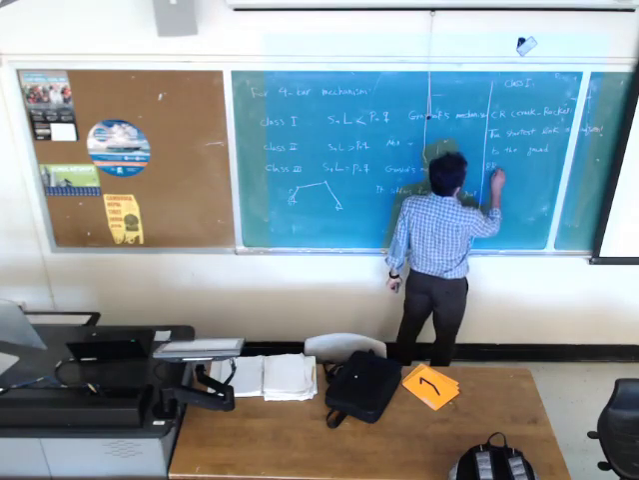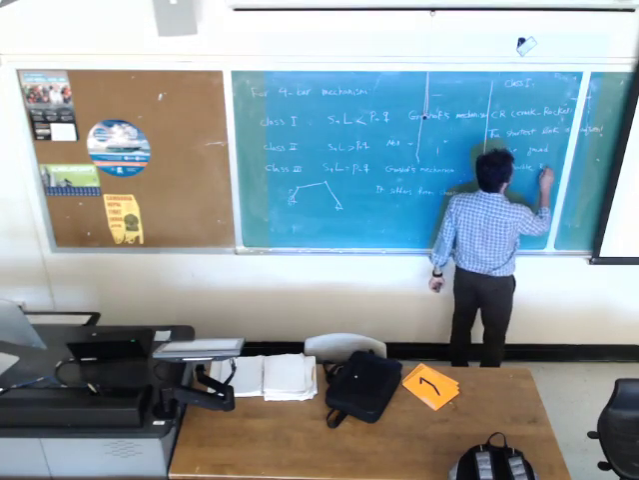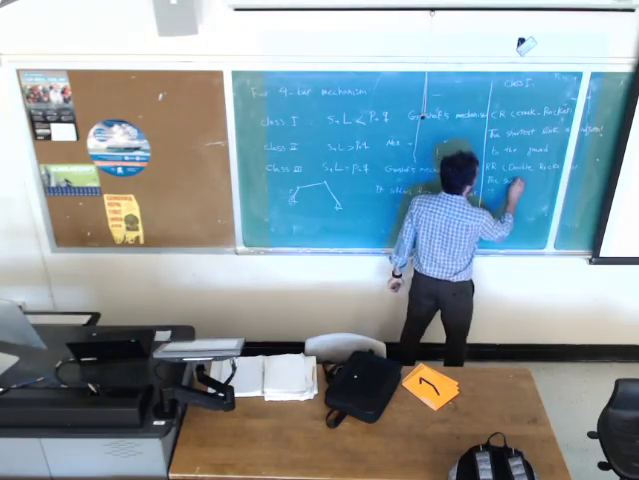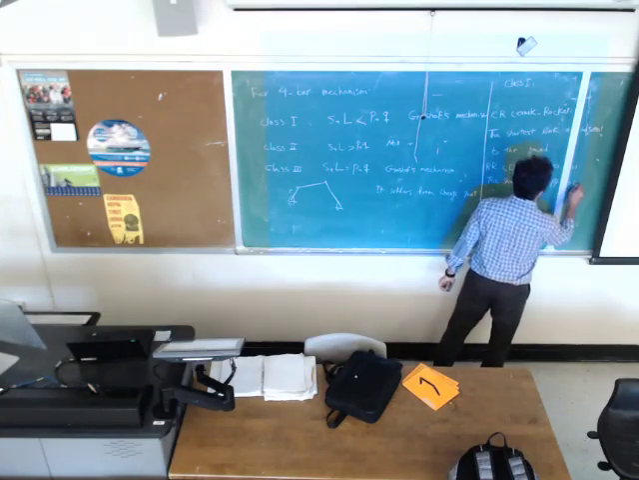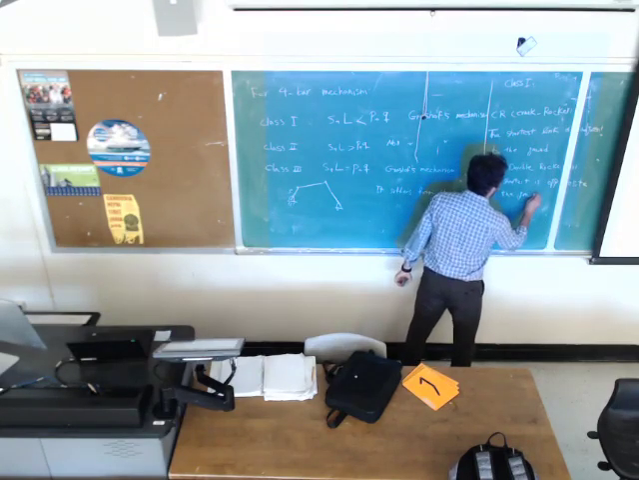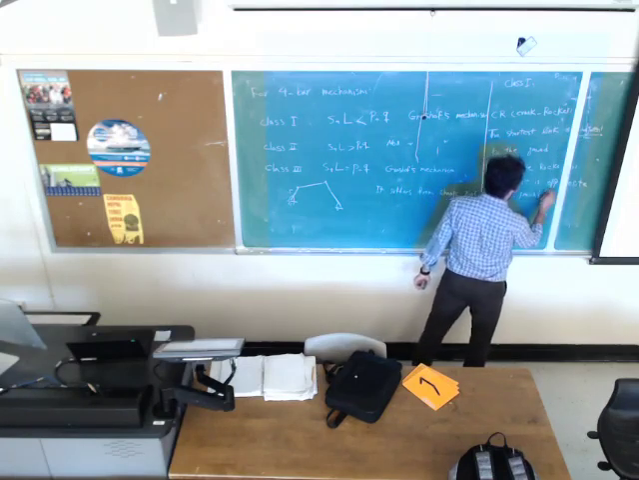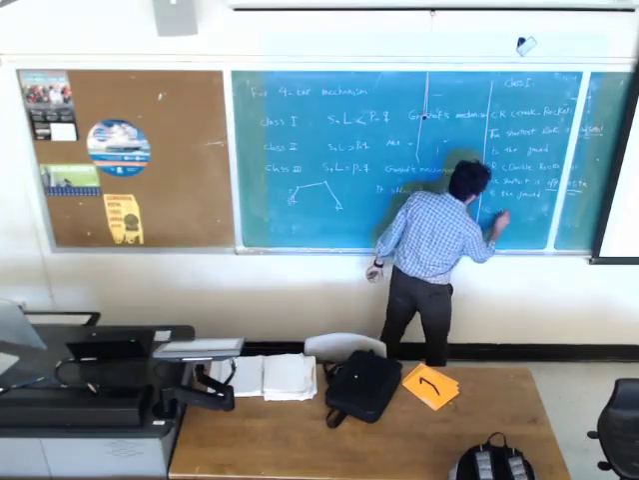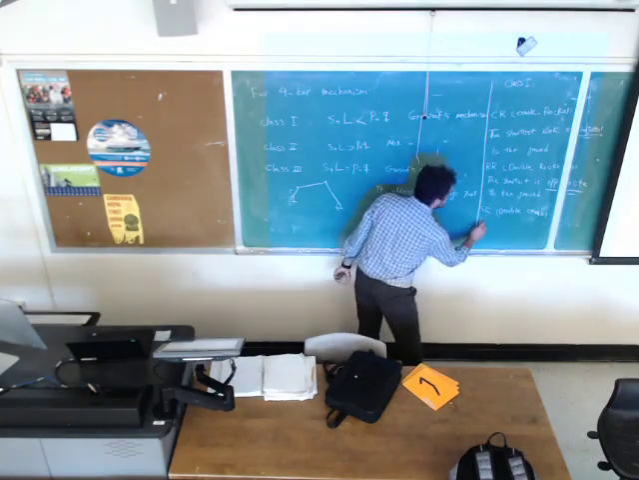Double rocker: the shortest link is opposite to the ground. So adjacent, opposite, and the last one is double crank. It's happening when the shortest link is the ground.